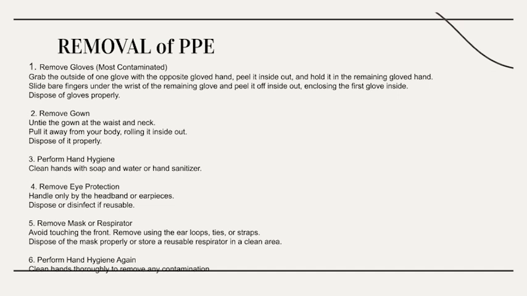Remove gown. Untie the gown at the waist and neck. Pull it away from your body, rolling it inside out. Dispose of it properly. Perform hand hygiene. Clean hands with soap and water or hand sanitizer. Remove eye protection. Handle only by the headband or earpieces. Dispose or disinfect if reusable.